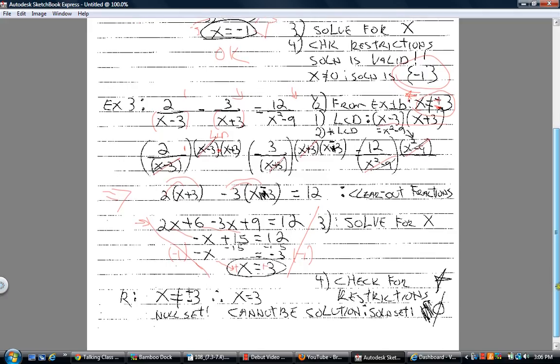Okay, and you go back to step number 4. You're ready to put x equals 3 into the solution. You worked hard to get it. But what are the restrictions? x cannot equal what? Positive or negative 3. Therefore, x cannot equal 3. It is not a solution, so therefore you have to put the null set as your answer, null.